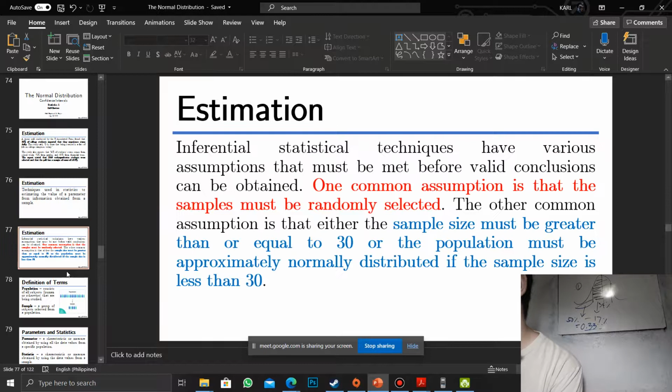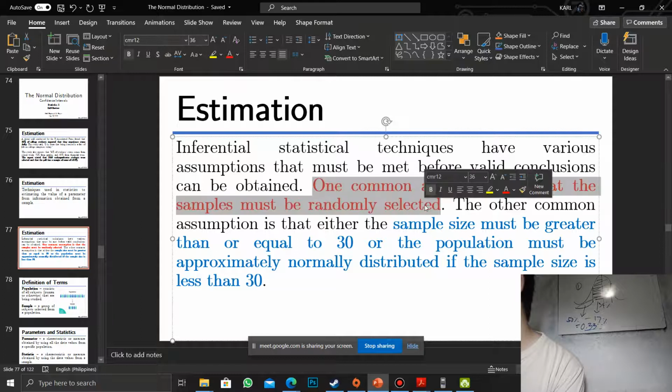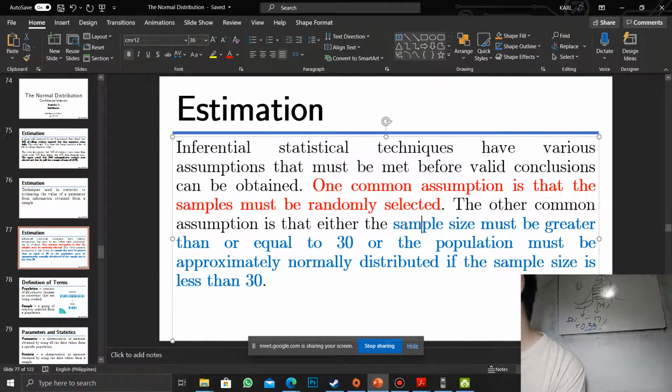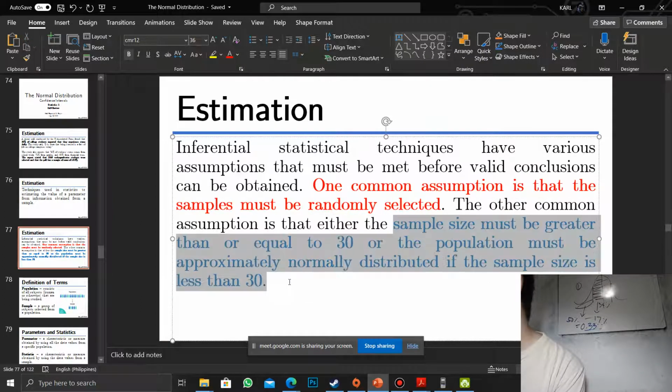Okay? So, yan. Ang estimation, ito dapat randomly selected. Tapos, sample size must be greater than or equal to 30. Basta normally distributed. Okay? Normally distributed siya kapag greater than 30 yung sample size.